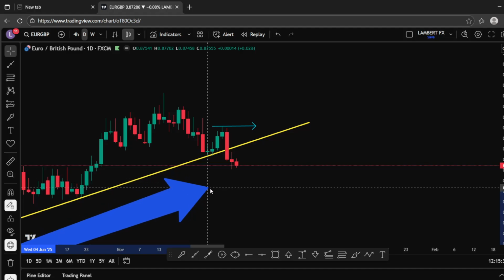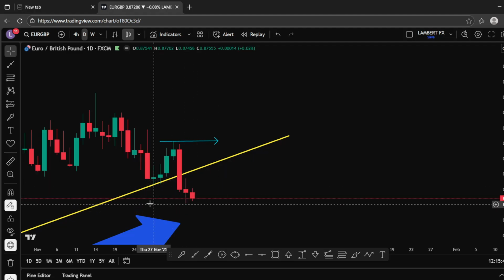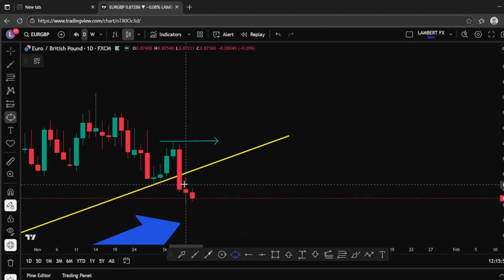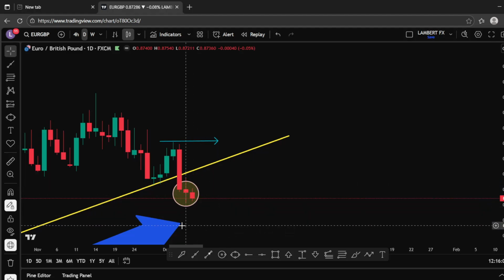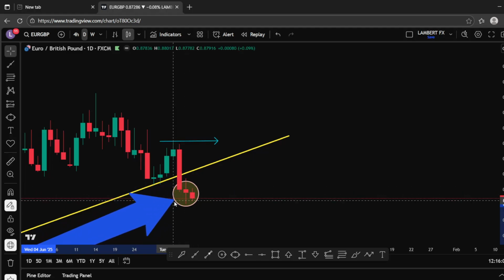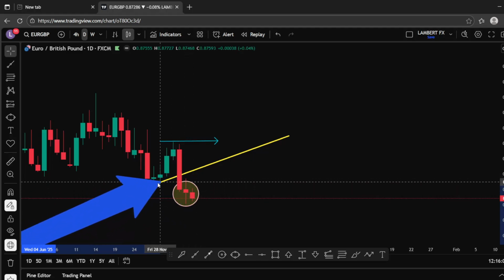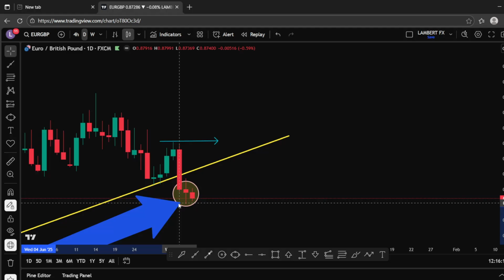And if you know about the baby and mother candle, the inside bar candle, Friday's candle closed inside the previous day's candle right here. So this is an inside bar candle. To me this is the stops of these long traders. So what I am looking for next week is a bullish movement.